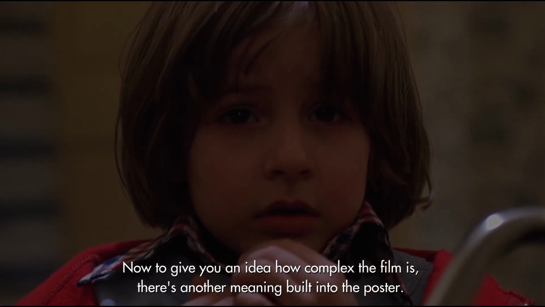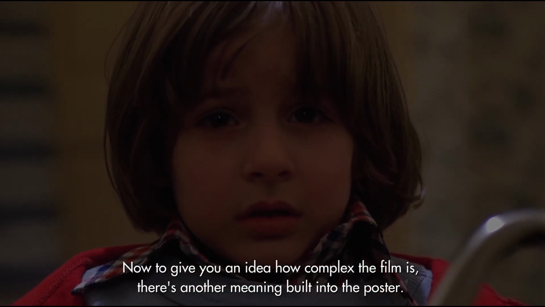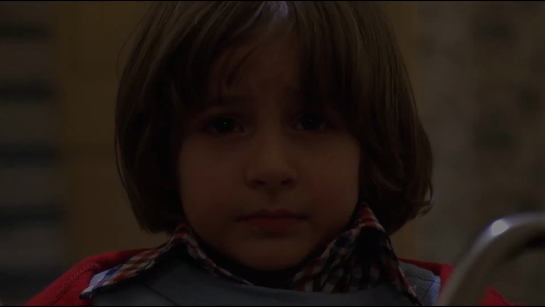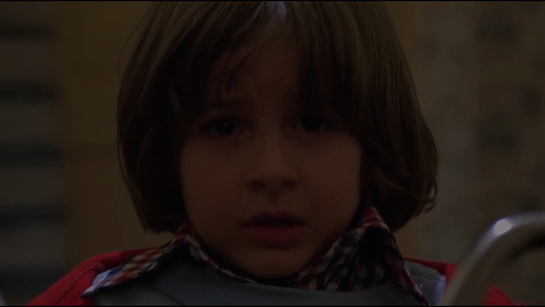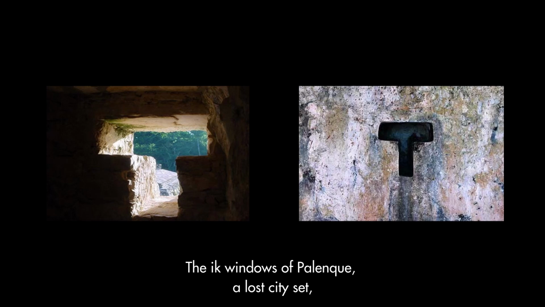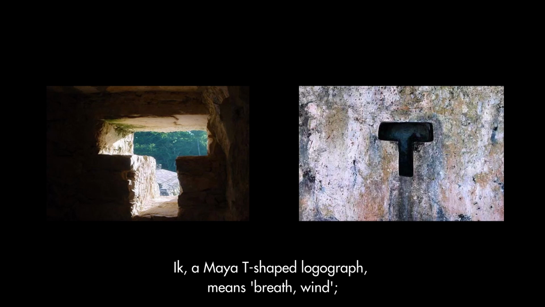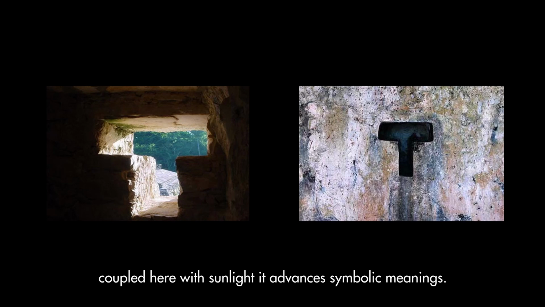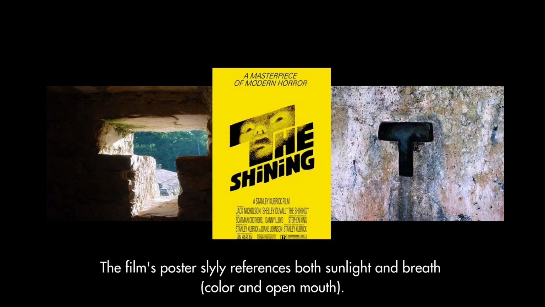Now, to give you an idea how complex the film is, there's another meaning built into the poster. The Temple of the Sun at Palenque, a lost city set, like the Overlook, in the mountains. Ik, a Mayan T-shaped logograph, means breath, wind. Coupled here with sunlight, it advances symbolic meanings. The film's poster slyly references both sunlight and breath, color and open mouth.